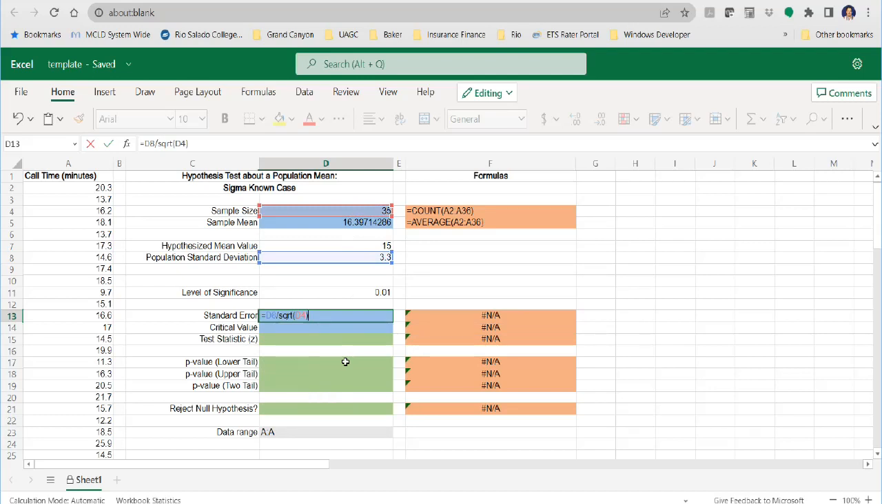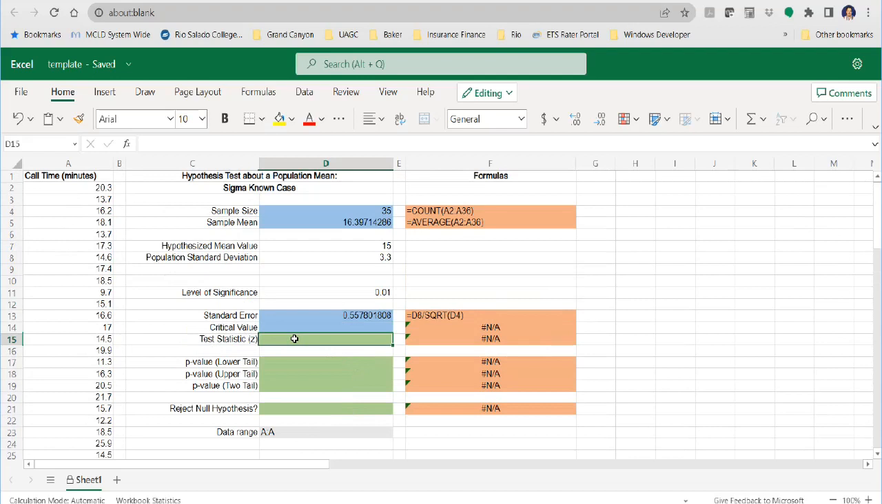So the standard deviation divided by the square root of this sample size, close parentheses, and that's our standard error. The critical value, we're going to get a little bit later. And so let's just calculate the test statistic. All right, so the test statistic, I'm going to do this one first, so we'll go back and get the critical value.